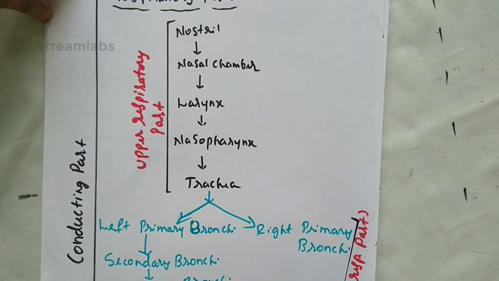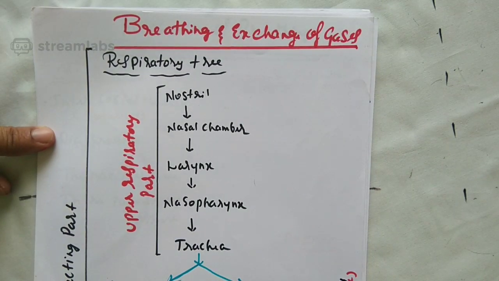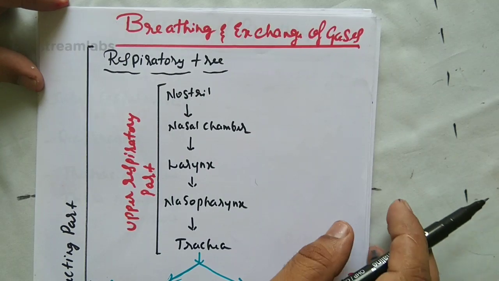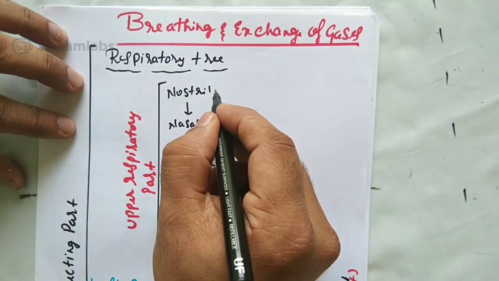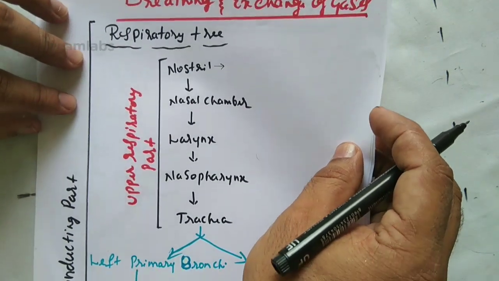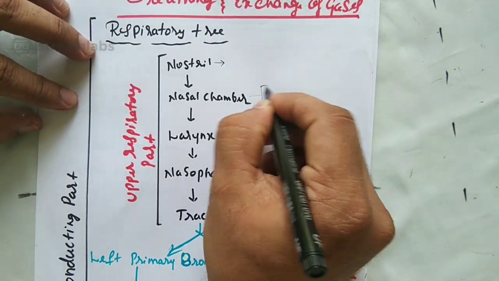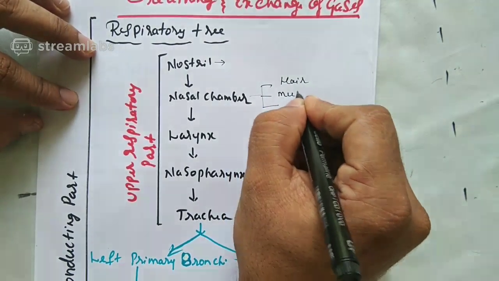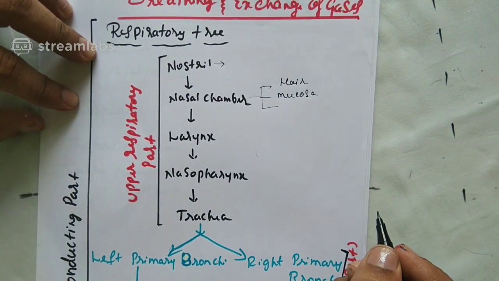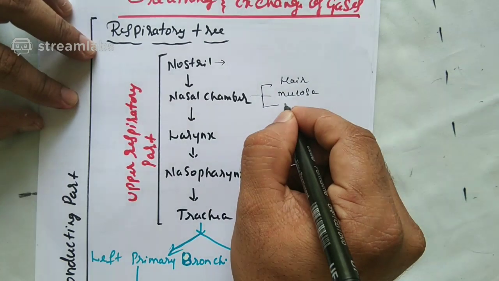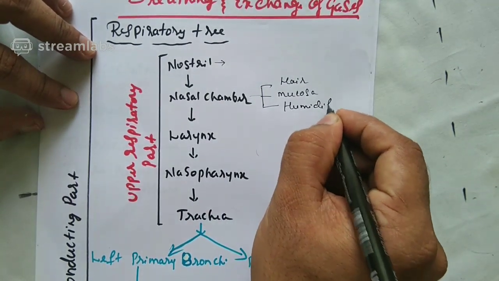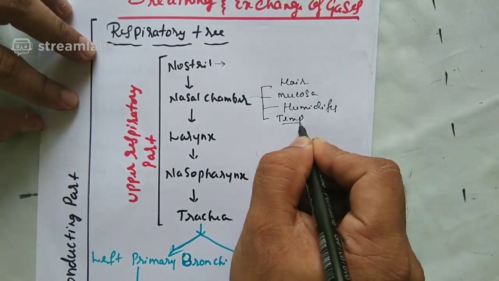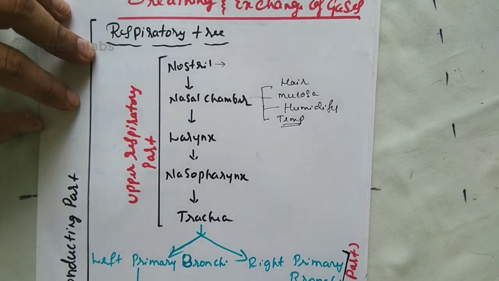See here, we will study the respiratory tree. Respiratory tree starts with the nostril and extends from the nostril into the nasal chamber, where a nasal chamber has hair, and it contains the mucosa layer which will trap the dust particles and pathogens, and it also humidifies the air, and not only humidifies the air, it brings the air to the body temperature. Hope you understood regarding the nasal chamber.